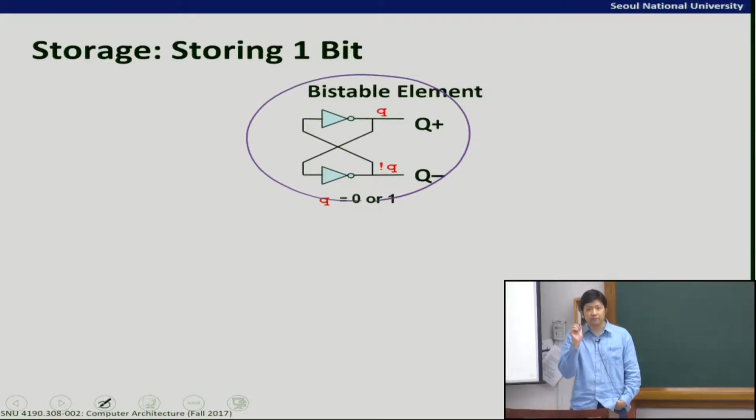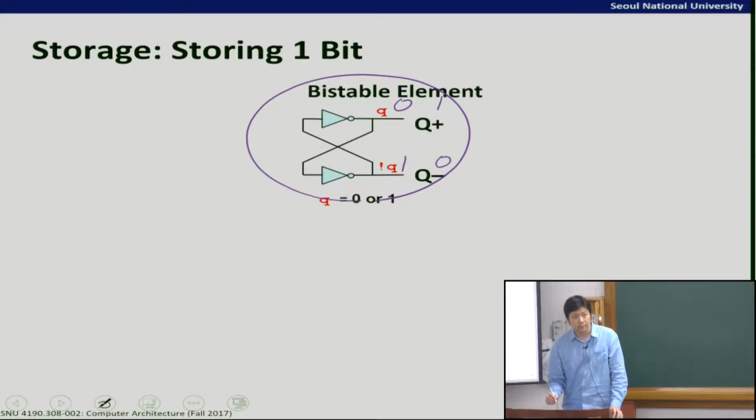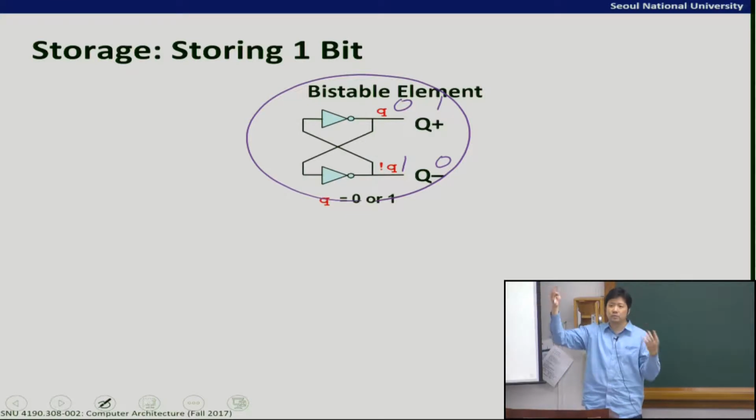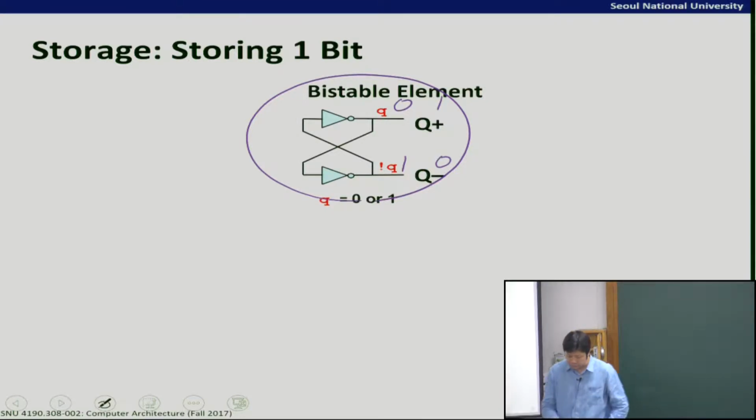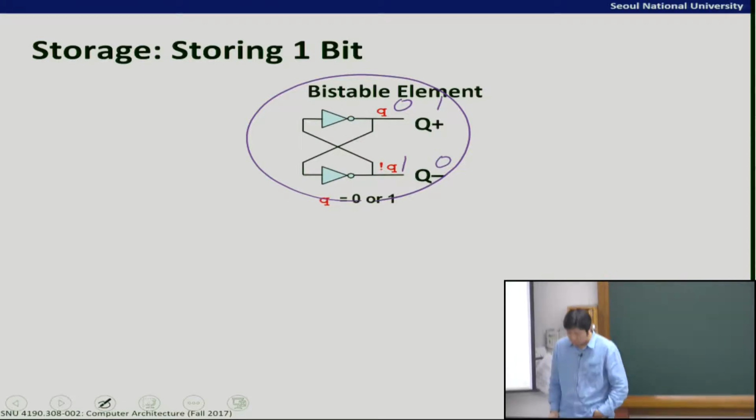It's called a cross-coupled inverter. If you have a cross-coupled inverter, there can be 2 stable states. Either this node is 0 and this node is 1, or this node is 1 and this node is 0. Because they are cross-coupled, and the output is connected to the input, these 2 outputs will always have opposite polarity. If it's 1, the other is 0. If it's 0, the other is 1. So they're always mutually exclusive. This is a very simple element that can store 1 bit of information.